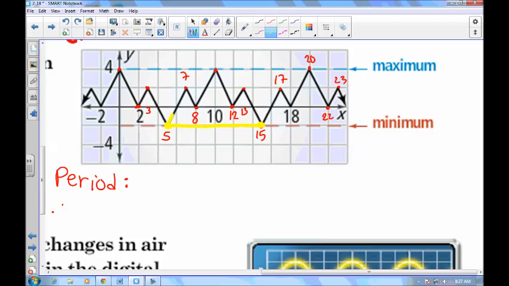So from 5 to 15, how long or how wide is the period's width? 10. She even said units, thank you. 10 units. Good job. Okay. Now let's find the amplitude.